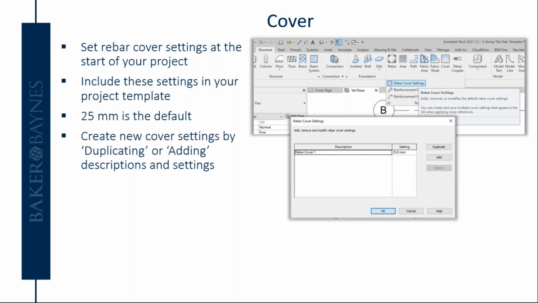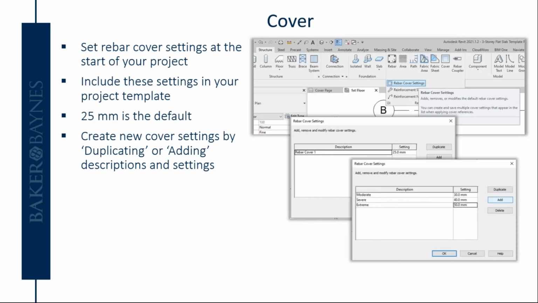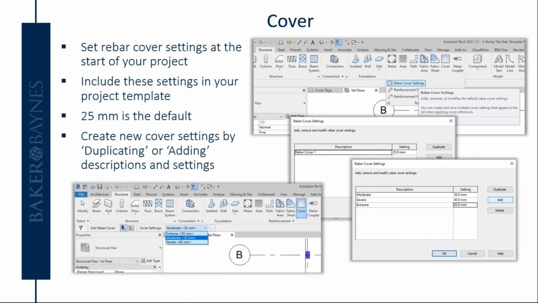You create new cover settings by clicking on the duplicate or the add button, and then you can go ahead and edit the description and give the cover that you need. Once that is done, when you go back to your model and select an element, and go to the drop down that you see over here, moderate, severe, and extreme, you can then select any one of those cover settings and apply it either to the element on all the faces, or you can select individual faces and assign different cover settings to the different faces.